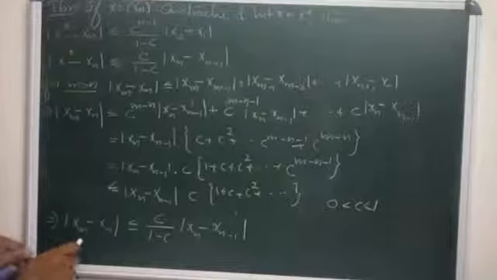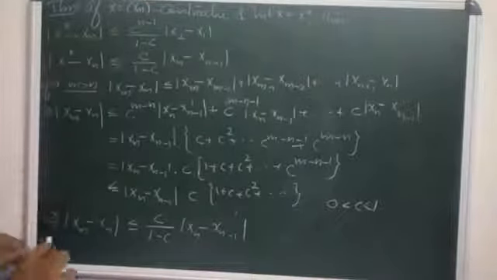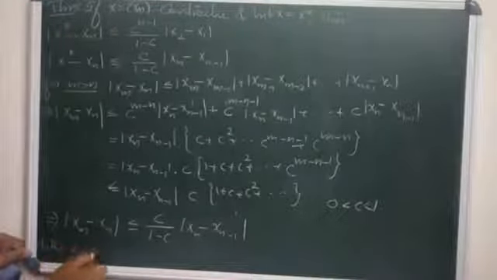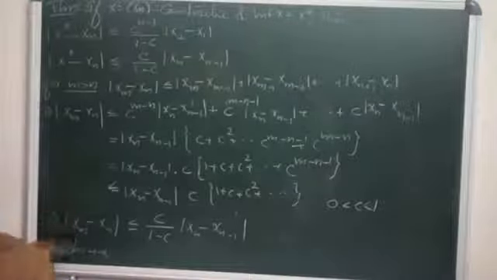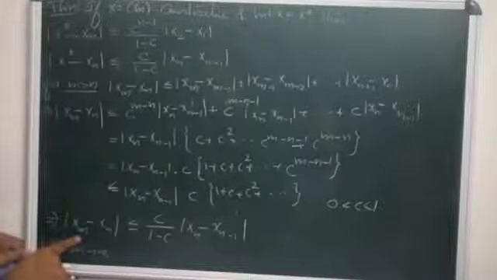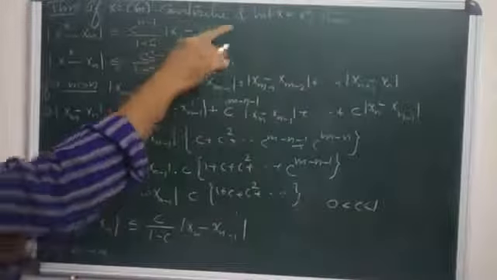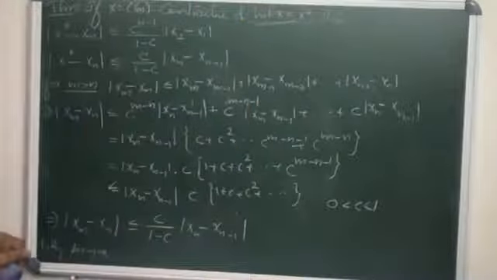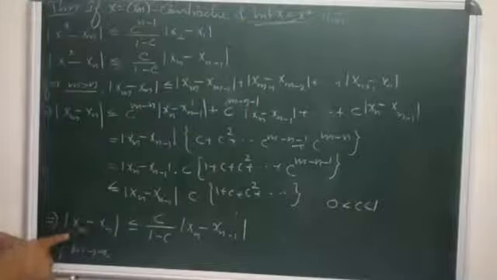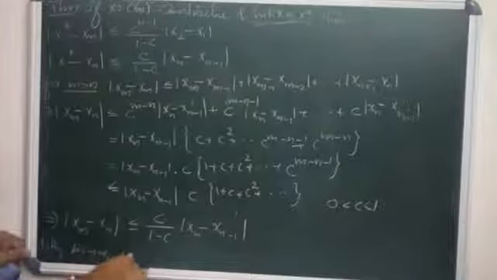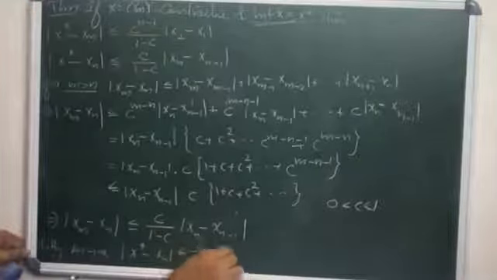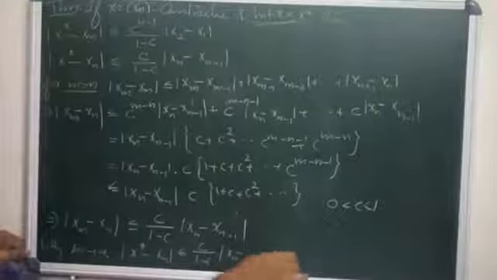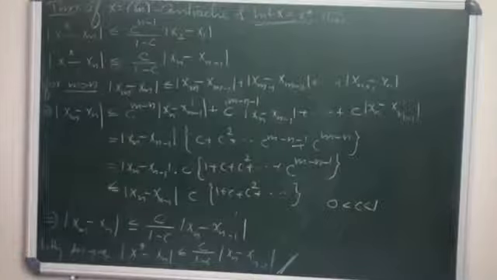So letting m go to infinity, the limit point of the sequence x_m is nothing but x star, because the limit of x_m equals x star as m goes to infinity. Okay, so modulus of x star minus x_n is less than or equal to c by 1 minus c into modulus of x_n minus x_{n-1}. So this is the theorem. Okay, so these are the two important results.